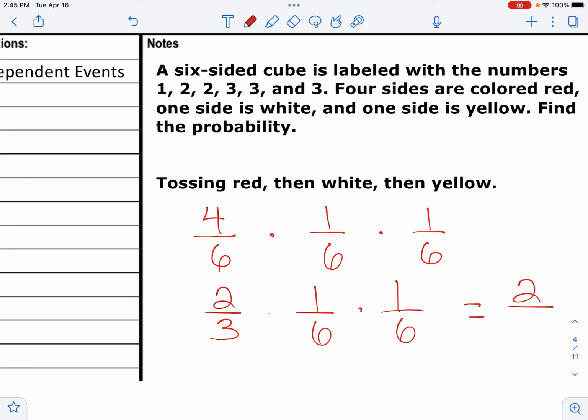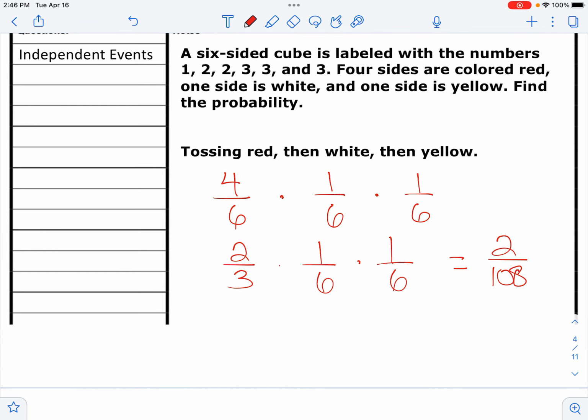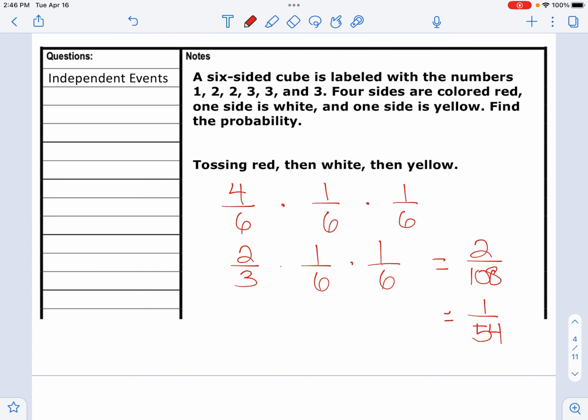6 times 6 times 3 would give me 36 times 3, which is 108. And then if I reduce that, that would be 1 over 54. So the chance of me tossing a red, then a white, then a yellow when I roll this cube 3 times would be 1 out of 54. So pretty low.